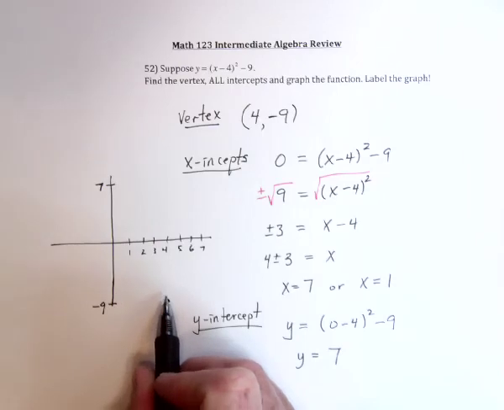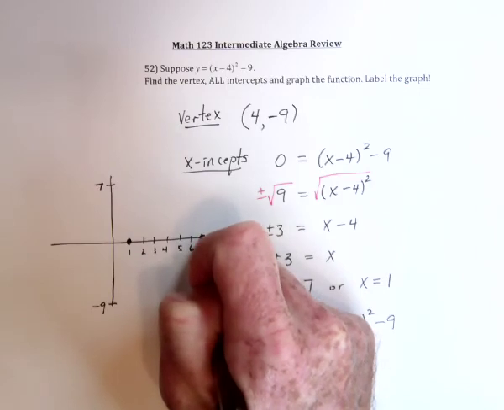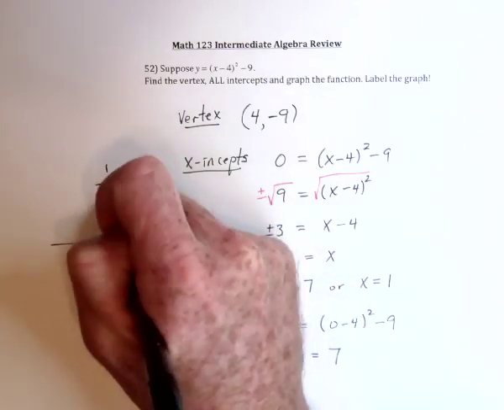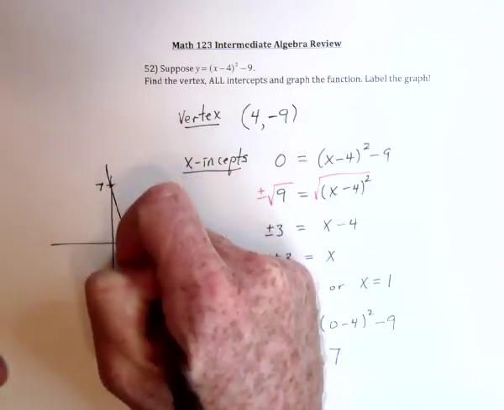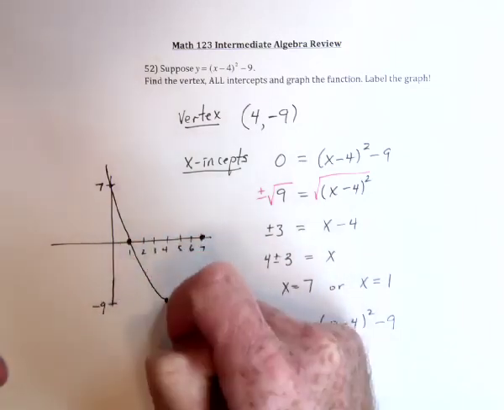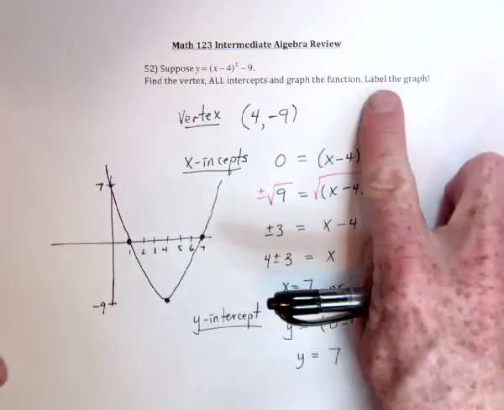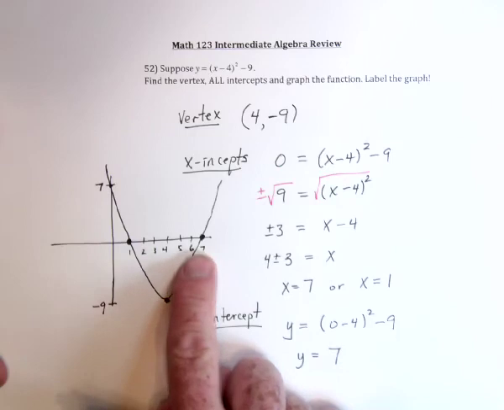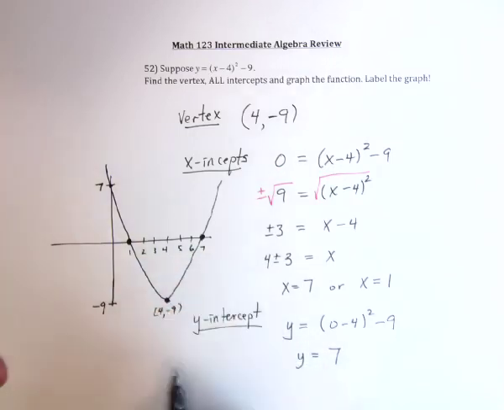And then it needs to hit the x-axis at 1 and 7. And it's going to hit the y-axis here at 7. So it's going to look like this. And that would be our parabola. And by label the graph, I meant you should be able to read where those important points are. If you want a little more information, you could put, this is at 4, -9. There we go. Nice, happy parabola.